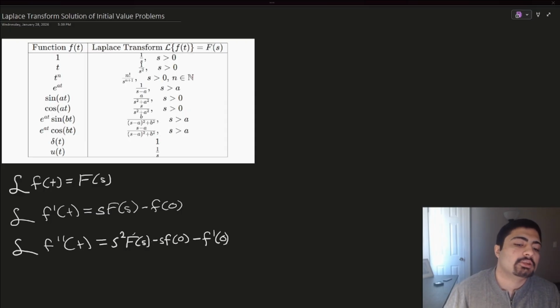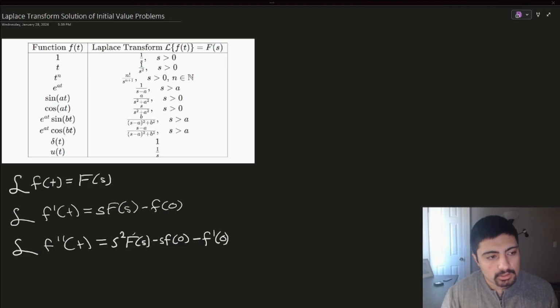And when we're dealing with initial value problems, you will be provided with f of 0 and f prime of 0. So that's just going to make our lives much easier. We're going to take the Laplace of the left-hand side of an equation, take the Laplace of the right-hand side, plug the initial values in, and then figure out what capital F of s is equal to in terms of s. And since the inverse Laplace of F of s is f of t, we're going to be able to figure out what f of t is.